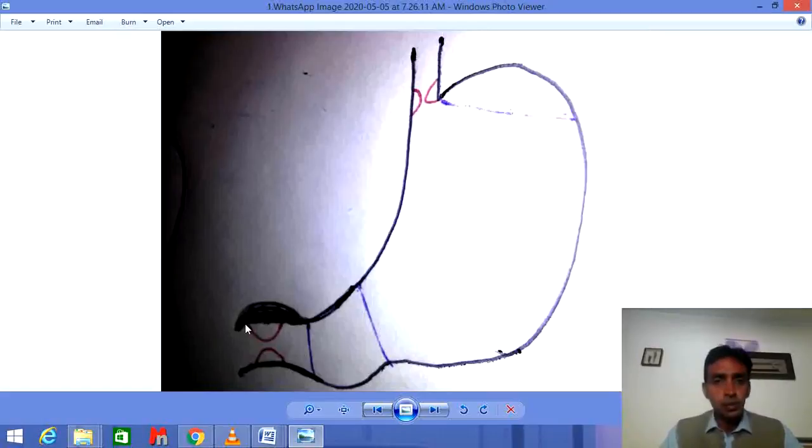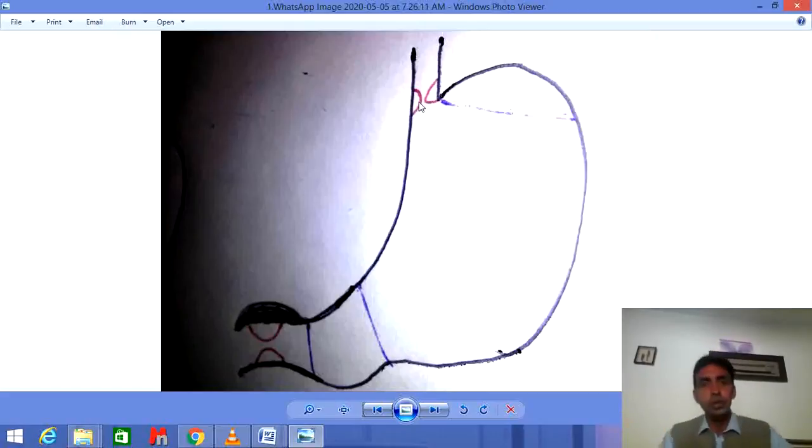You can also see over here, at this point and at this point, these are sphincters. We will learn about sphincters in detail in the next lecture, but you should know that a sphincter allows one-sided flow. This is just like the valves present in blood vessels. It allows one-sided flow of food through the digestive tract, the alimentary canal.